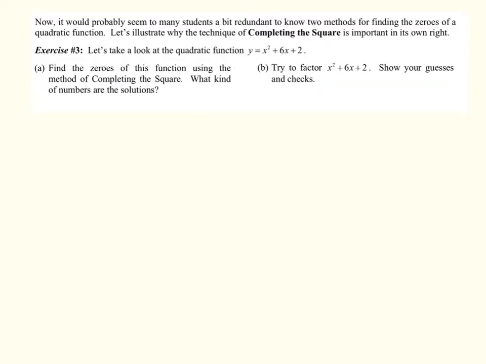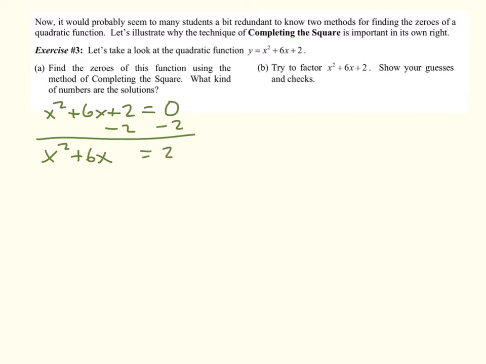All right, so in exercise 3, they're going to show you why completing the square is important in its own right and why we're doing both. We're going to actually do completing the square with this, and then we're going to try it by factoring. So, completing the square method, move the 2 over right away first. That's your C. X squared plus 6x equals just 2. Take half the b here, so half of 6 is 3. Squared is 9, so I add 9 on this side and 9 on the right.